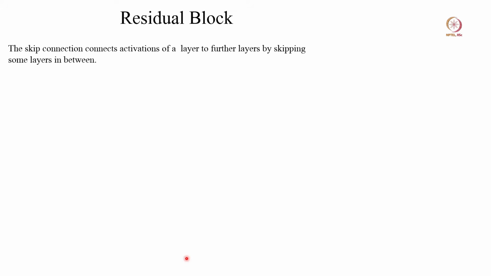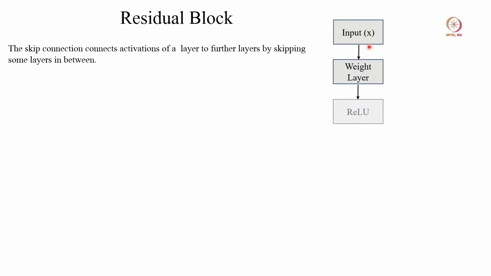Then we will see what this residual block is, what the skip connections we are talking about are. Skip connections connect activations of a layer to further layers by skipping some layers in between. So, what is it? We will have a look here. Suppose we have the input x. This input x goes to some layer which has some weights. Then we have the activation function ReLU. Then we have another weighted neural network layer.